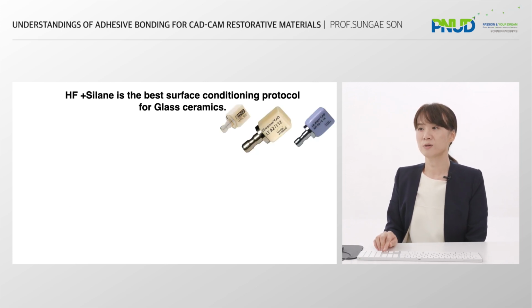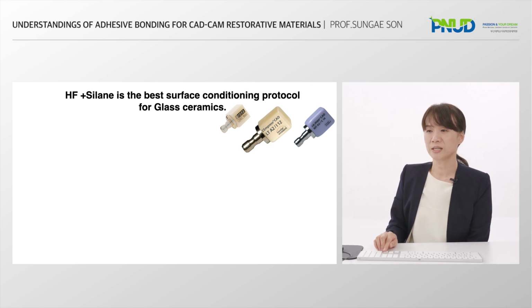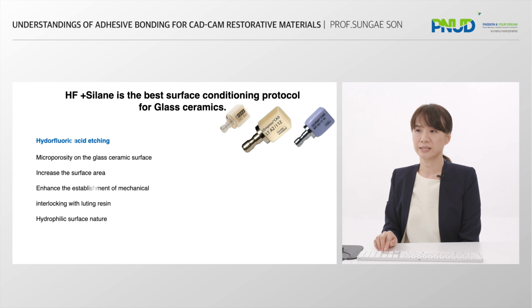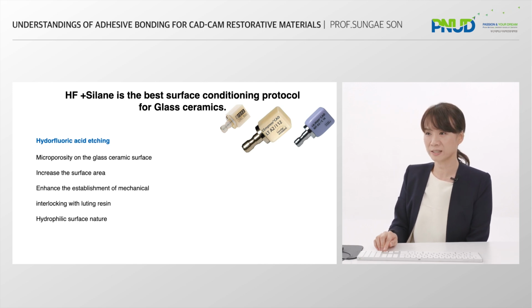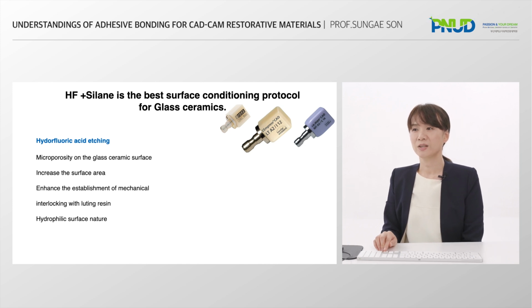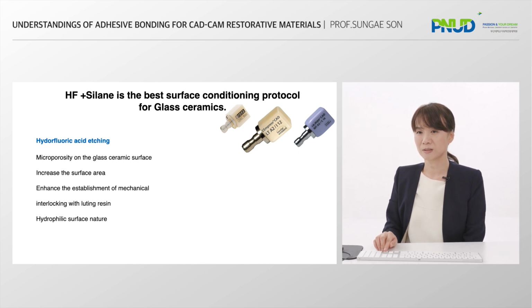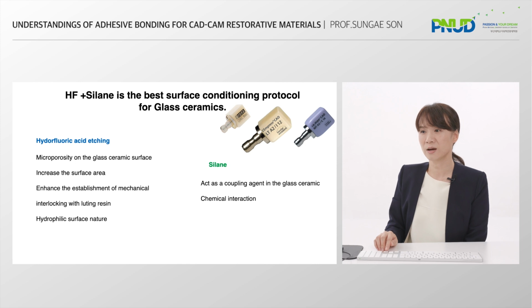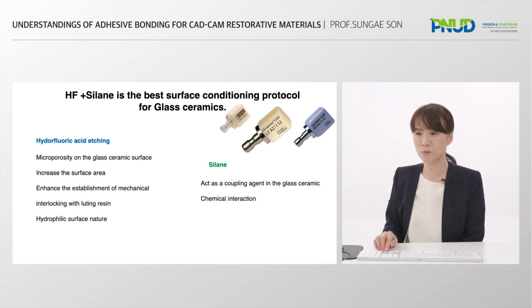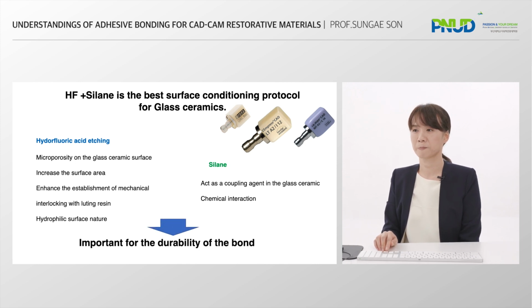Therefore, the most important thing is that the glass ceramic block needs to be treated with hydrofluoric acid in order to form the interlocking of the resin, to form porosity on the surface and increase the surface area of the glass ceramic. Secondly, applying silane enhances the chemical interaction between resin cement and the ceramic surface.